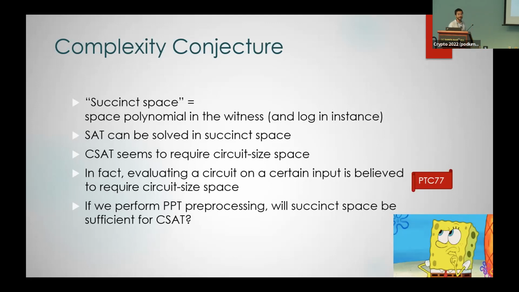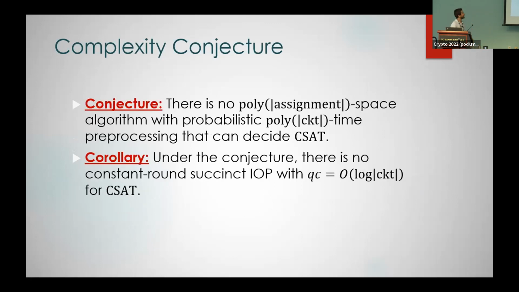And we conjecture that this is not doable. So our conjecture says that if we give you a space that is polynomial in the assignment and probabilistic preprocessing, which is polynomial time in the size of the circuit, we still can't decide circuit SAT. And given our compiler from before, we conclude that under this conjecture, there is no constant round succinct IOP for circuit SAT, where the query complexity is logarithmic.